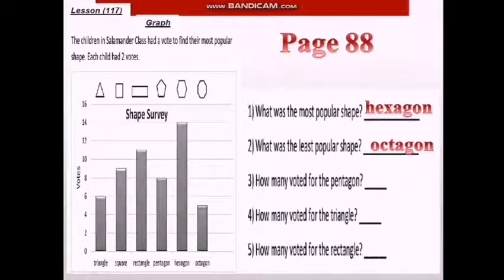How many votes for the pentagon? Look to pentagon, look to its bar graph. Here it reached number 8, so it was 8 votes. How many votes for the triangle? Look to triangle here, look to its bar graph. So look to the number now, it's 6. How many votes for the rectangle? Look to rectangle. It's between 10 and 12, and the number between 10 and 12 is 11.